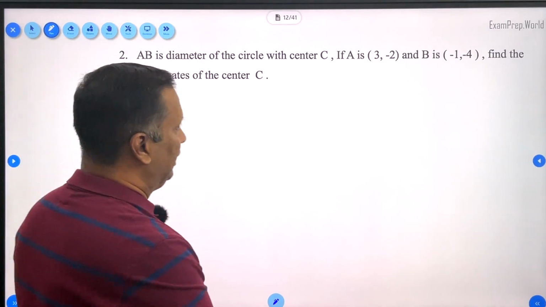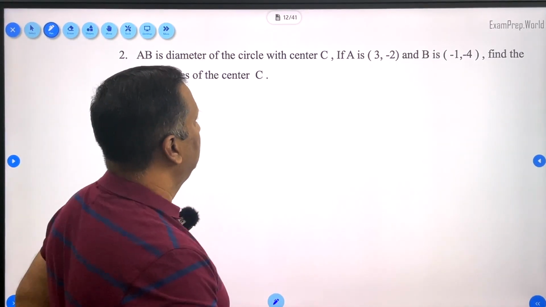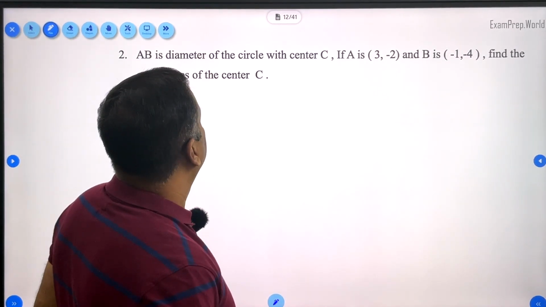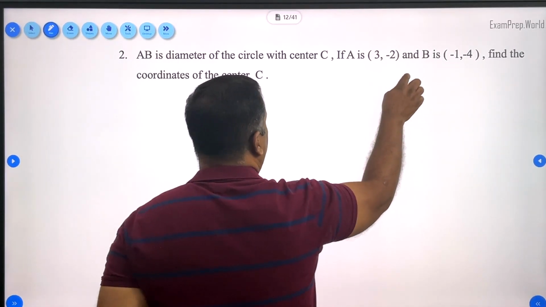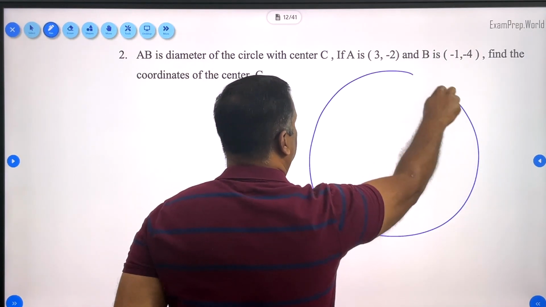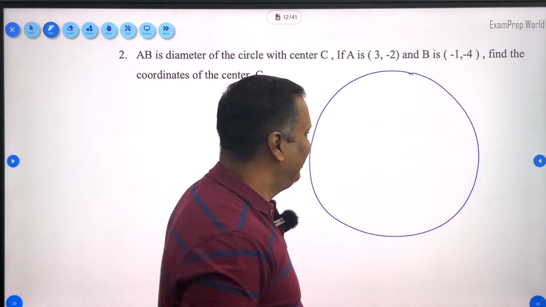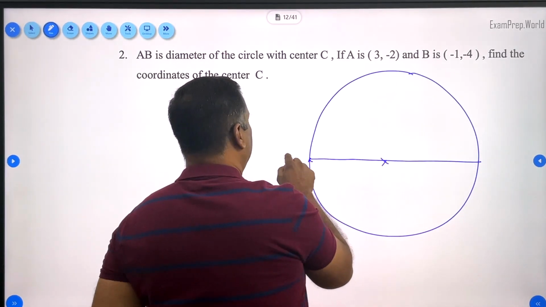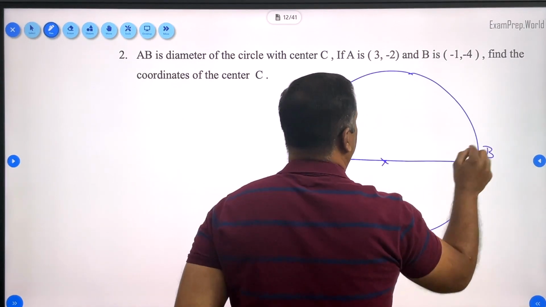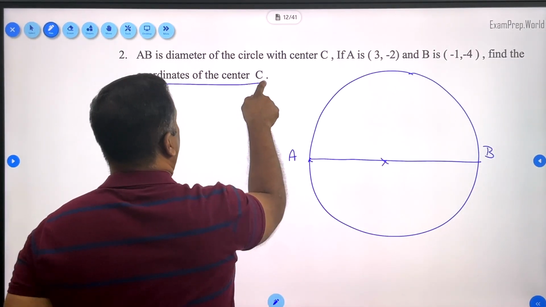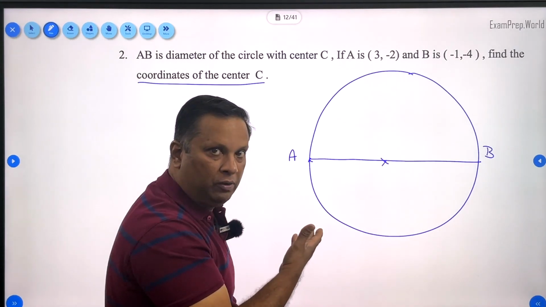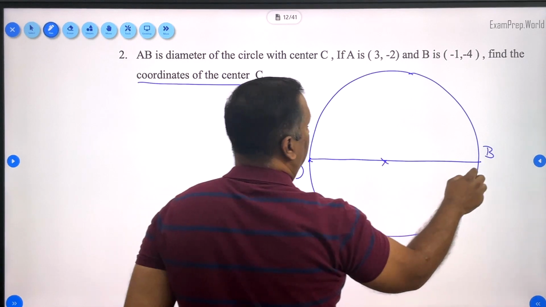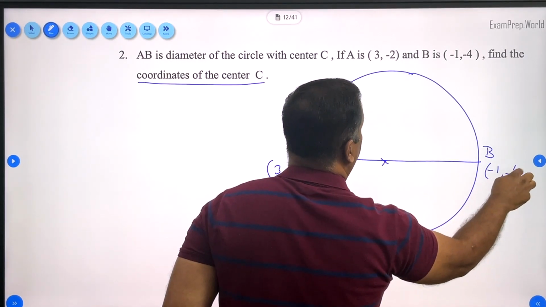So as I was talking, we have something called diameter of circle with center C. A and B are coordinates of the diameter. So our circle is, wow, a beautiful circle. Okay. So since AB is diameter, let me draw the diameter. A, B. They are asking coordinates of center. Center is obviously the midpoint of AB. A is 3 comma minus 2 and B is -1 comma -4.